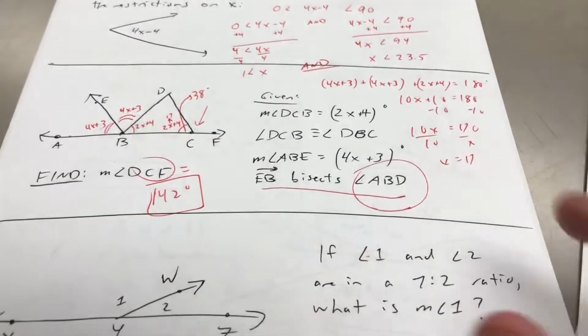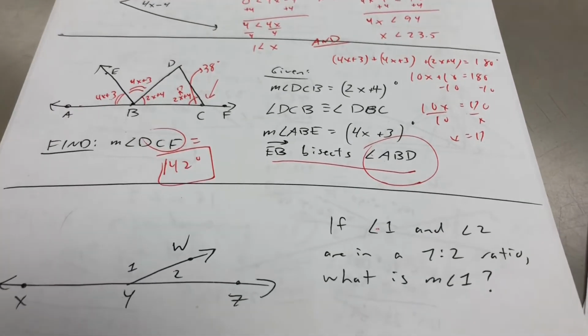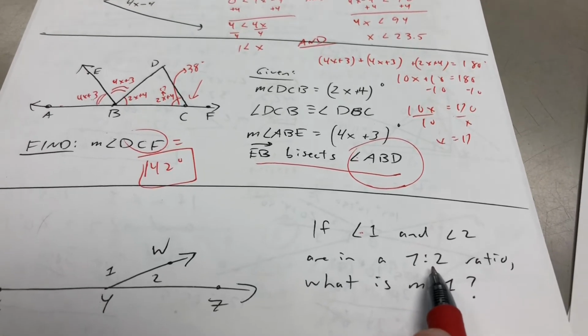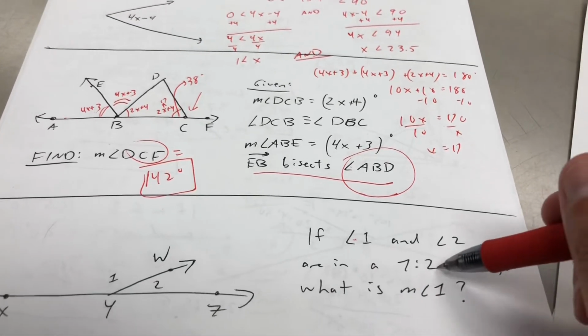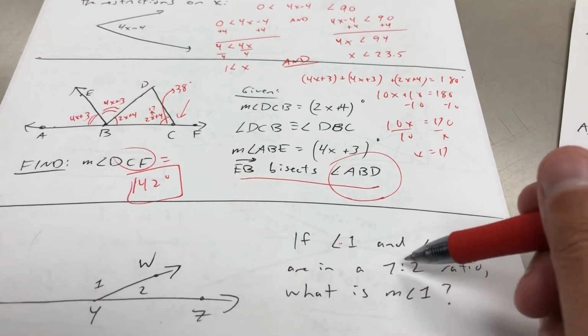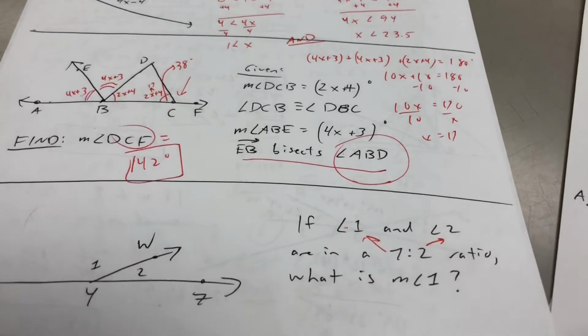All right, and then the last one down here, angle 1 and 2 are in a 7:2 ratio. What's the measure of angle 1? So what we're saying is if we broke the angle up into equal sized parts, 7 parts would go with angle 1, 2 parts would go with angle 2. So whatever this order is, these two numbers will match up in the same order. Okay, so the 7 matches up with angle 1, 2 matches up with angle 2.